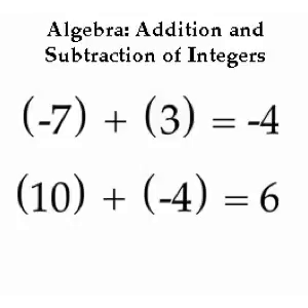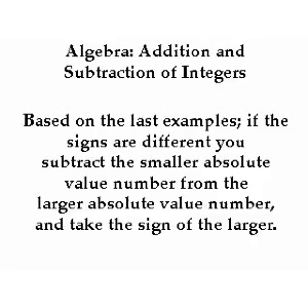The next example, we have 10 plus negative 4. The 10 is the bigger absolute value, so we're going to take 10 minus 4, which is 6. The 10 is bigger and it's positive, so the answer is going to be a positive 6. So 10 plus a negative 4 is positive 6. Based on the last two examples, if the signs are different, you subtract the smaller absolute value number from the larger absolute value number and take the sign of the larger absolute value number.